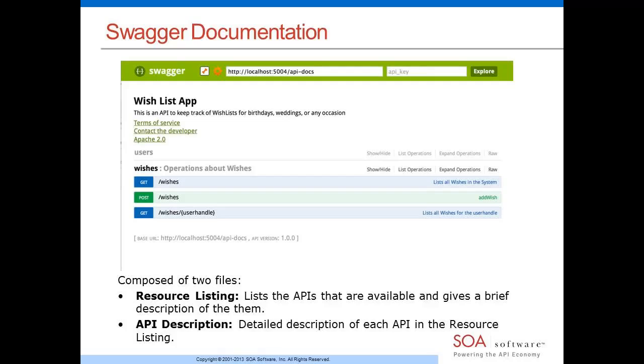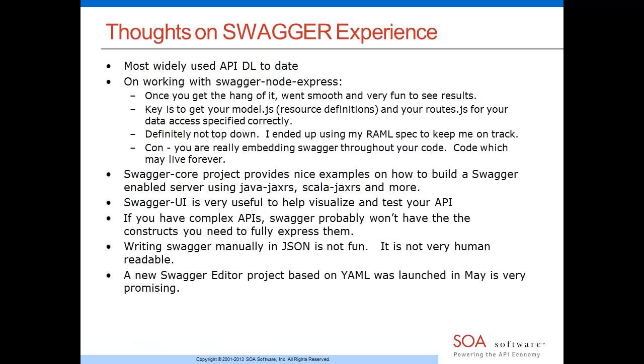When you actually take a look at the Swagger documentation, it contains two files. One file is for the resource listing, basically listing all of your APIs that are available and giving a description of them. And then you have your API description, which gives the detail of each resource listing and so forth. My thoughts on Swagger: it's the most widely used API description language to date. I mean, it has 2 years on RAML and the other ones in the field, well, except for WSDL and WADL, but we discredited those in the beginning.